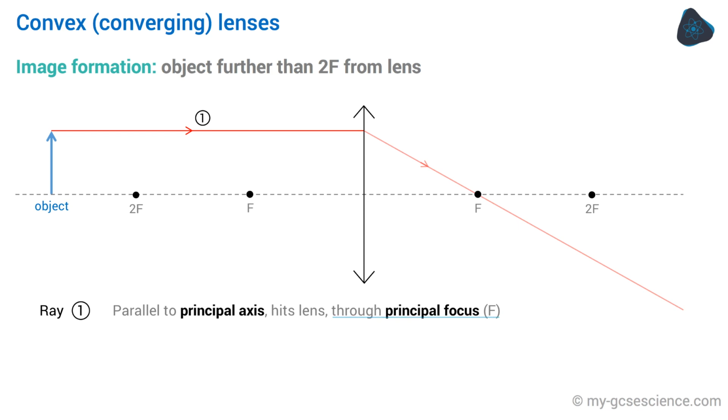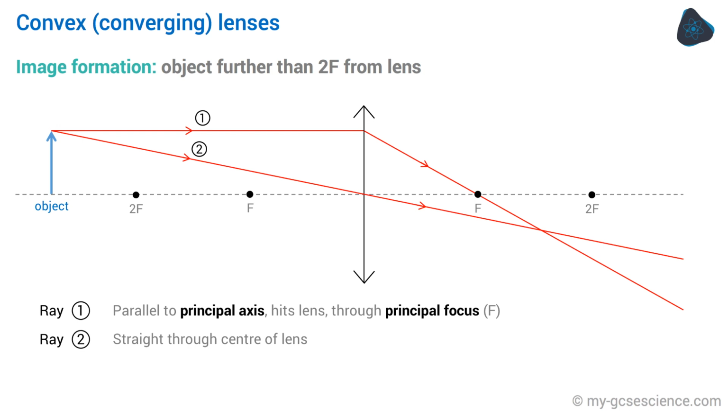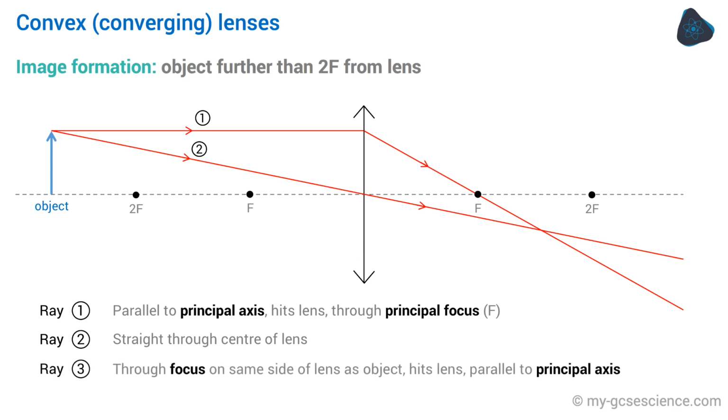Moving on, ray 2 is easier to draw. It just goes from the top of the object arrow through the centre of the lens without changing in direction like this. Finally, ray 3 first goes through the focus which is on the same side of the lens as the object. When it hits the lens, it then travels parallel to the principal axis like so.